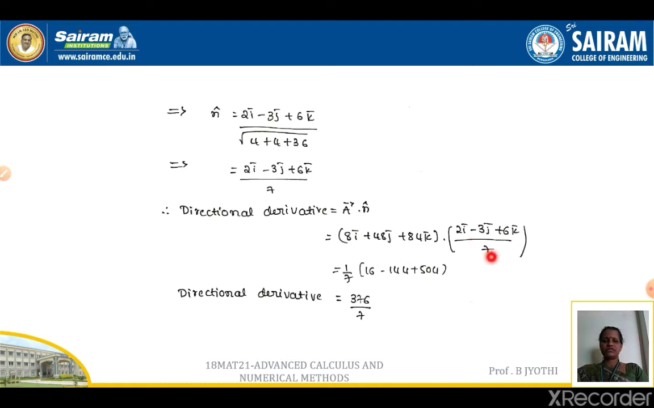When we do this dot product, that is i dot i, j dot j and k dot k, we get 16 minus 144 plus 504, divided by 7. Therefore the directional derivative is 376 divided by 7.